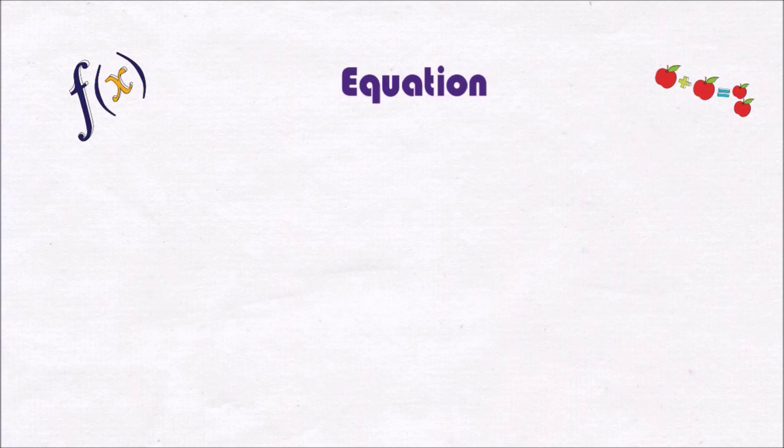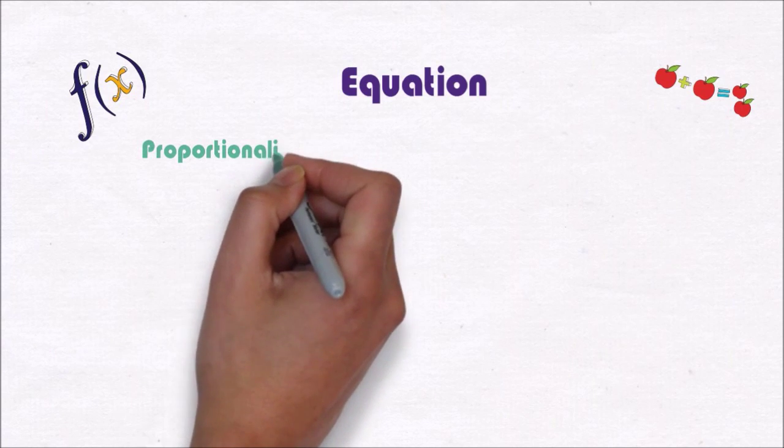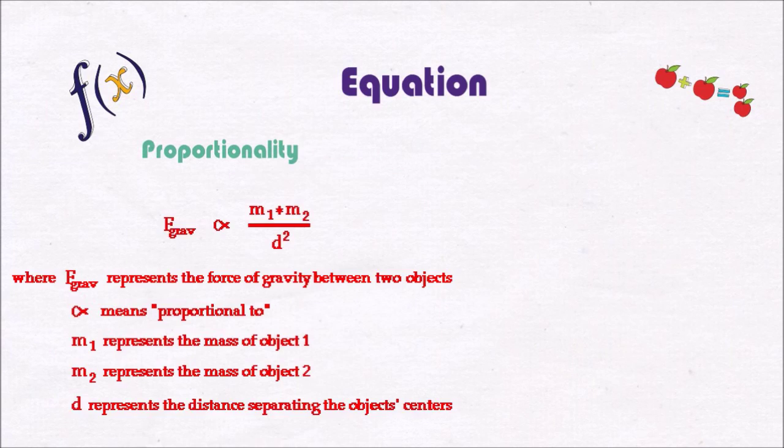Equations. Proportionality. The force of gravity between two objects is proportional to the mass of the first object times the mass of the second object over the distance separating the object's center squared.